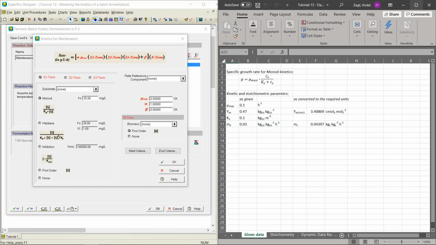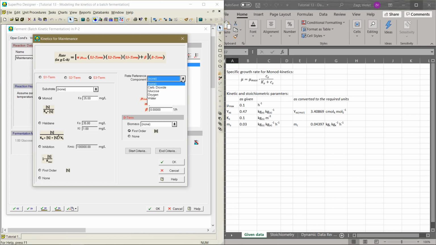Based on what we know from modeling the biomass growth kinetics, our first guess might be to implement our maintenance like this, with sugar as the rate reference component, the given value as a negative value for beta, and of course the biomass, with empty S terms. Alternatively, you could put that value here as alpha. If this works for you, that is awesome, and I would always encourage you to experiment.